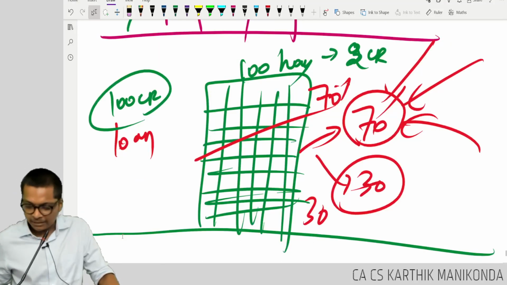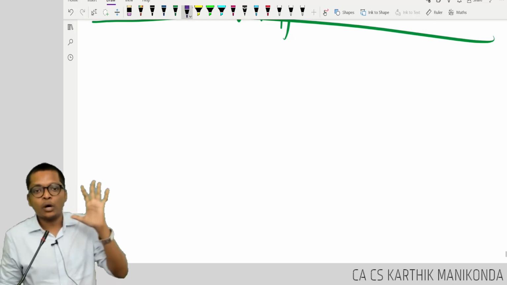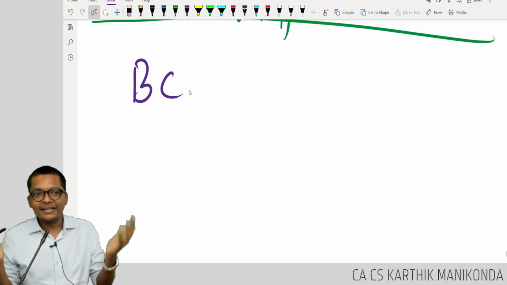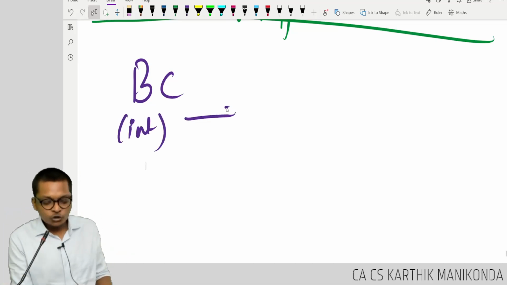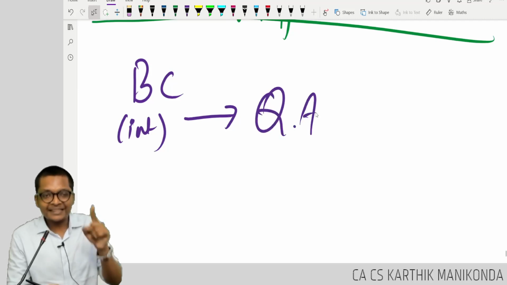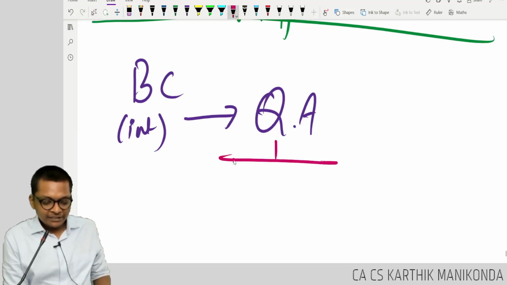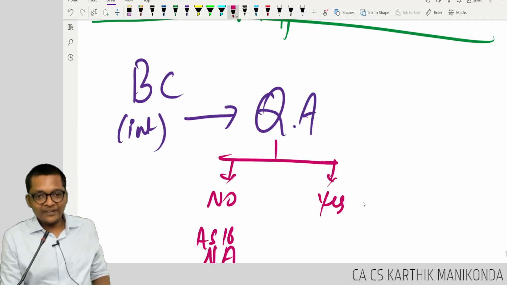So let's quickly summarize the concepts we have seen. I've given you so many examples. What is relevant for the exam? First we learned what is borrowing cost. It includes multiple things, but we discussed interest. Interest should be incurred on which asset? A qualifying asset. Earlier I told only asset, but it should be a qualifying asset. If it's not a qualifying asset, AS 16 is not applicable. If it's a qualifying asset, yes, then you will proceed and capitalize.